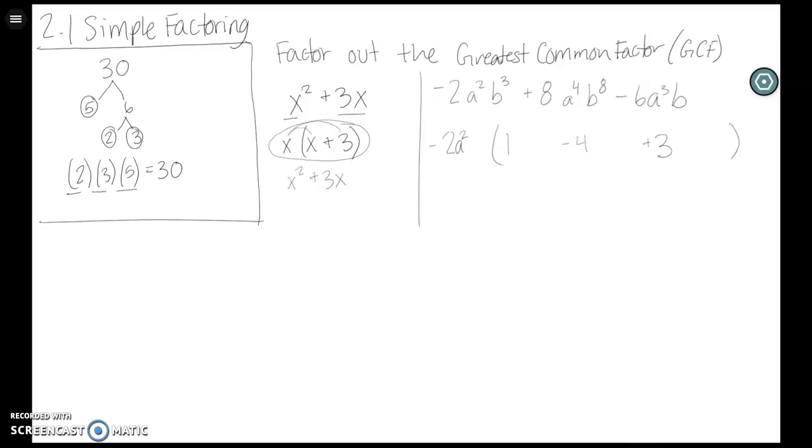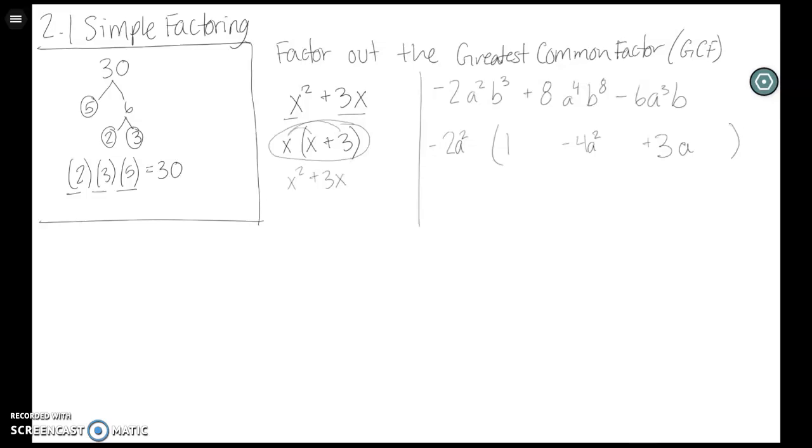That lets my first term basically have no more a's in it because I took all of them out. My second term is going to have an a squared left in it because if I have a to the fourth power and I divide it by a squared, I'm left with a squared. And then a to the third power, if I divide out the a squared, I'm left with just an a to the first power. Okay, final step is seeing how many b's I can take out.